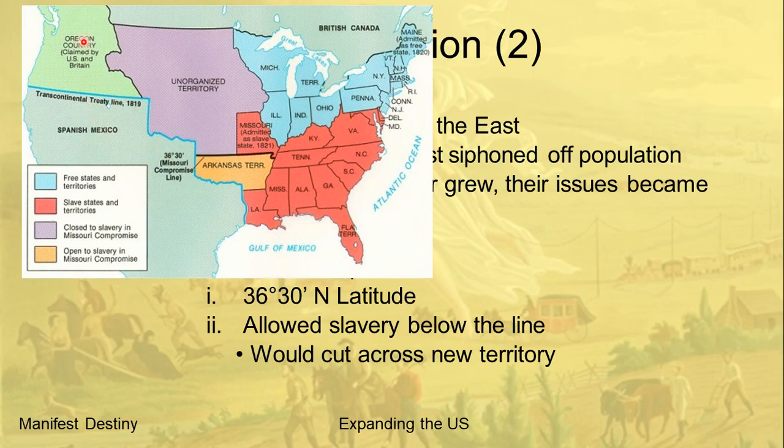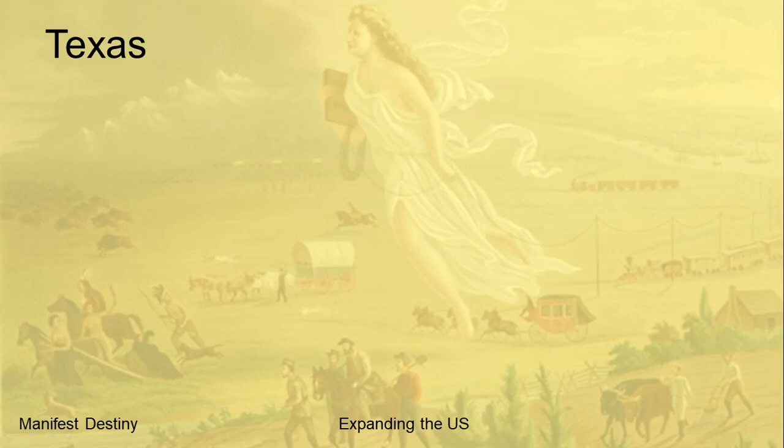If we gain territory up here, well, that'll be close to slavery. But if we gain territory down here, that territory will be open to slavery. And abolitionists will not support that.